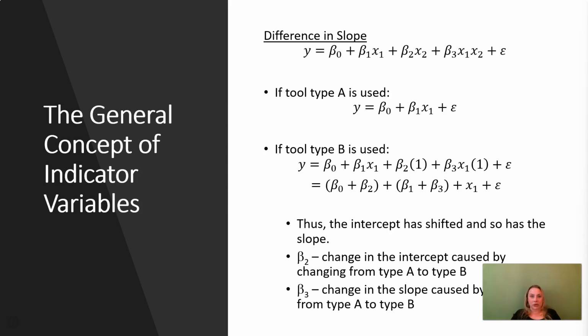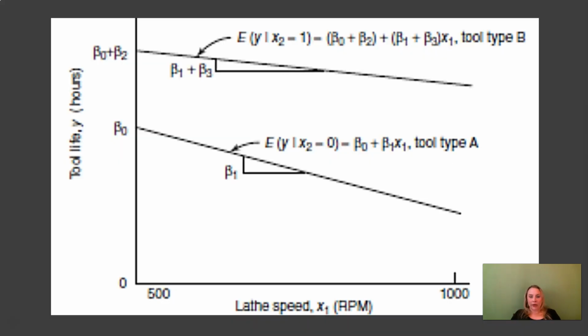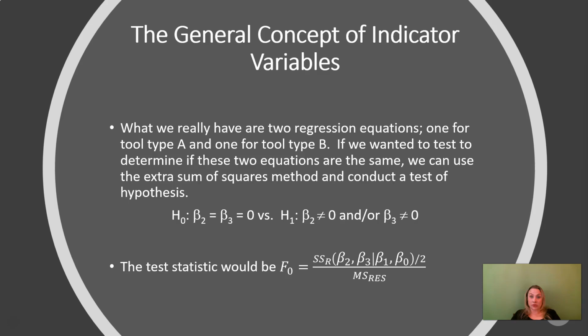And continuing with our tool example, if we're looking at a difference in slopes, we can see that both the intercept and the slope are going to change as we shift from one tool to the next. So when we look at the graph, we can definitely see that these two lines are no longer parallel, and they do have different y-intercept values. So in this case, we do what's called an F-test to test the hypothesis that the slopes are not equal, or they are equal either way.